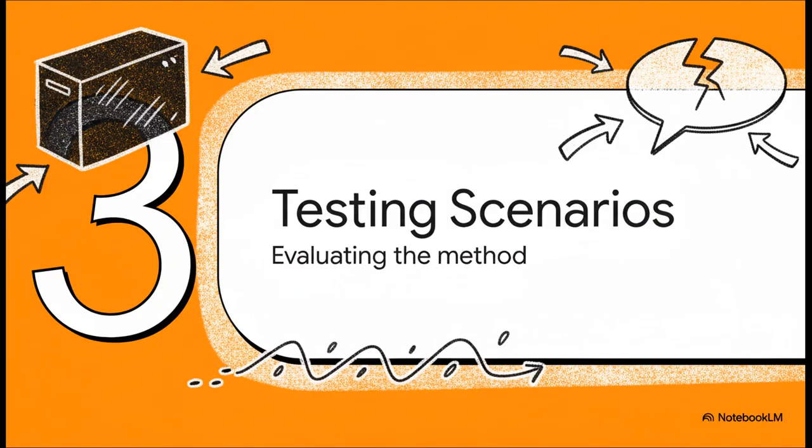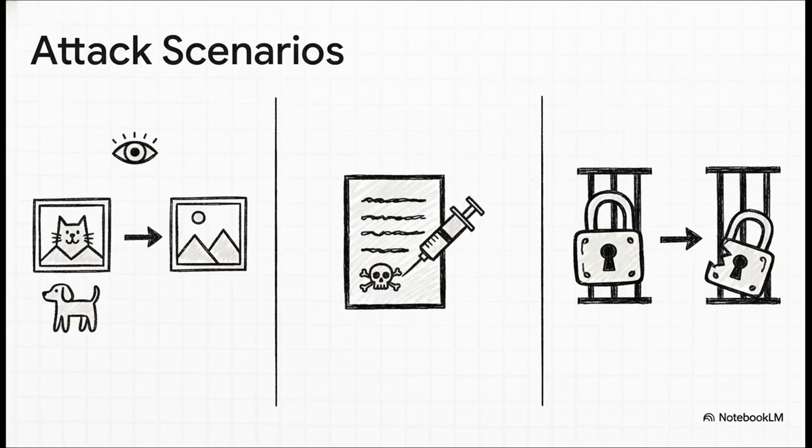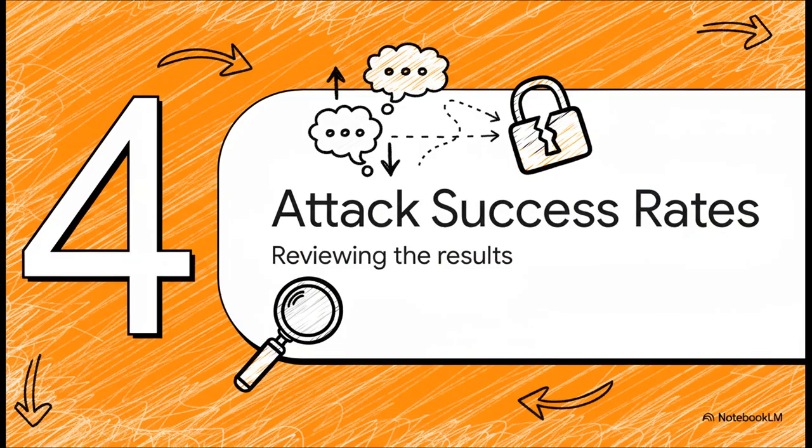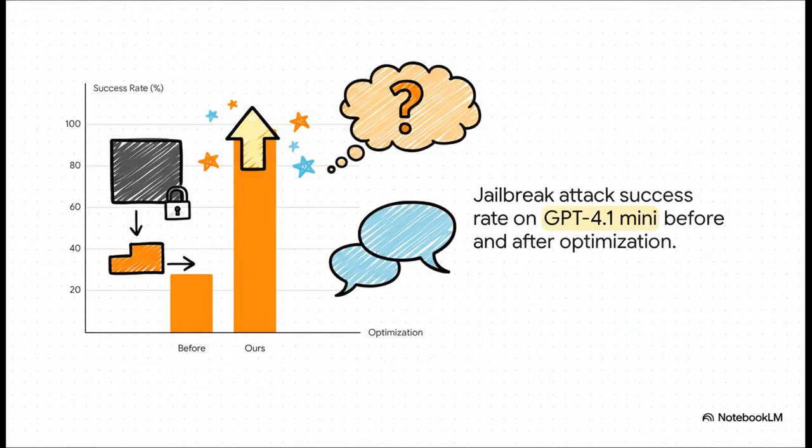How was this method evaluated? It was tested against 3 common adversarial scenarios. The evaluation covered adversarial examples for vision LLMs, prompt injections, and jailbreaks. Let's look at the results. The attack improved success rates in all 3 scenarios.